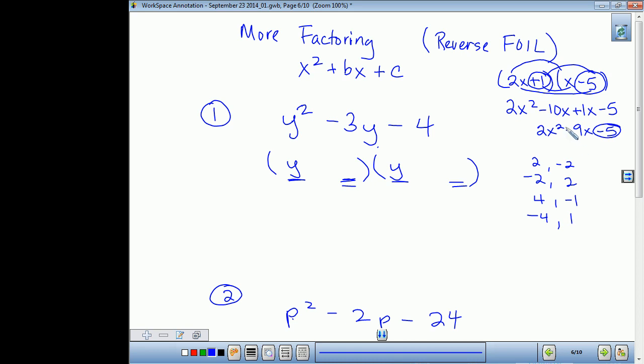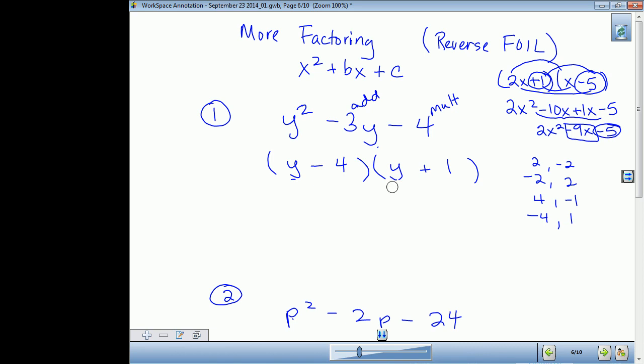Now, let's look at this middle term right here. Do you see that the middle term came from doing the sum of these products? So when we look at the last term, we're asking ourselves, what can we multiply to get this? But this middle term came from a sum. So it's what can I multiply to get negative 4 that I can add to get negative 3. Multiply to negative 4, add to negative 3. What is it? It's going to be negative 4 and positive 1. Because I can multiply those to get the negative 4, and I can add them to get the negative 3.